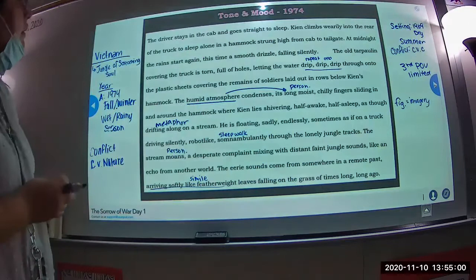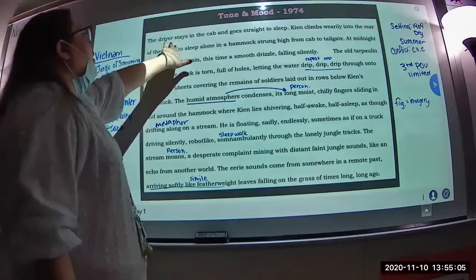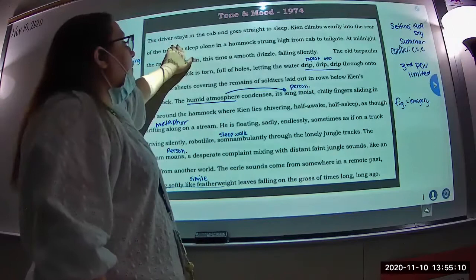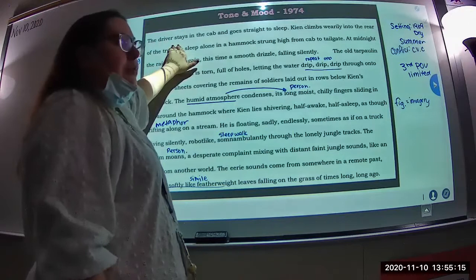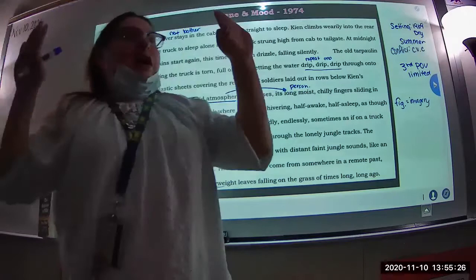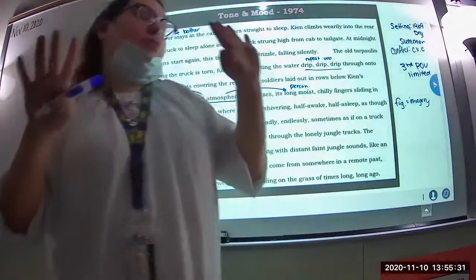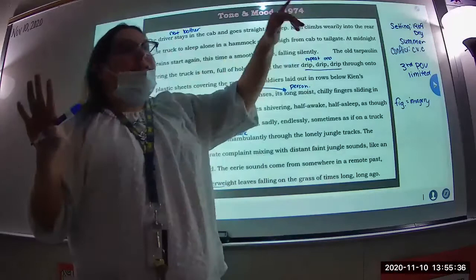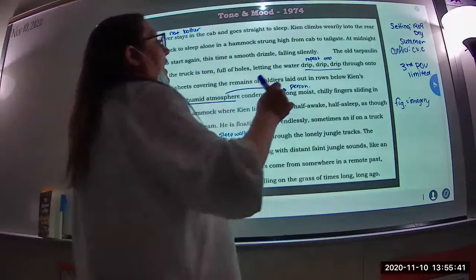So first of all, let's look at this. The driver stays in the cab and goes straight to sleep. What do you get from that? What can you infer? He's tired. Is this atmosphere bothering him? No. So he's not bothered. So this is definitely a juxtaposition, right? Because you have the driver next to Kine, and the driver is just like, I'm out, I'm tired, right? To where Kine stays awake and he goes through all of this emotion. He's awake at midnight. So obviously he's not going to sleep.